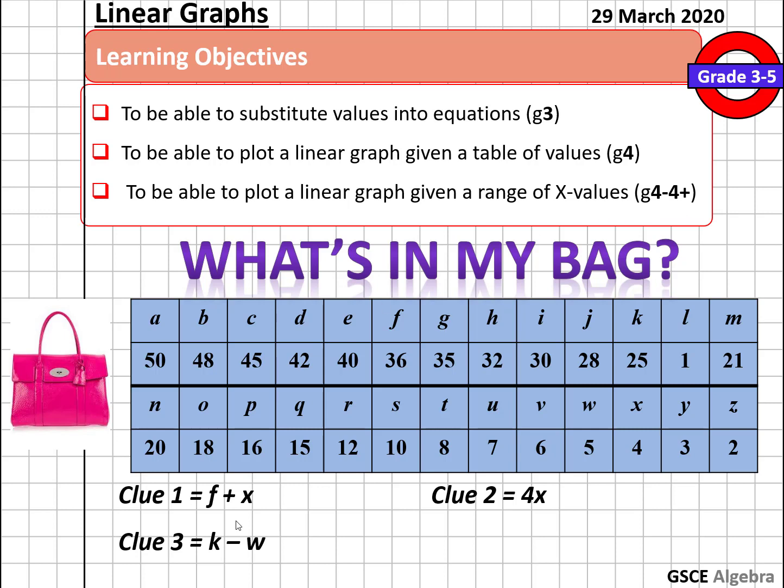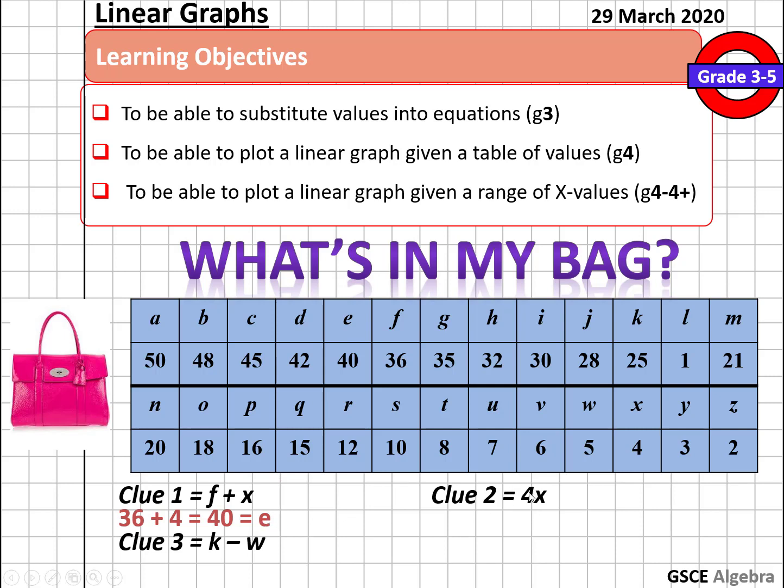So we've got, clue 1 is f plus x. So you've got f, which equals 36, and x, which equals 4. So we're going to substitute those in, and you're going to get 36 add 4, which equals 40. And if you look at 40, 40 is worth e, so you write the letter e down.